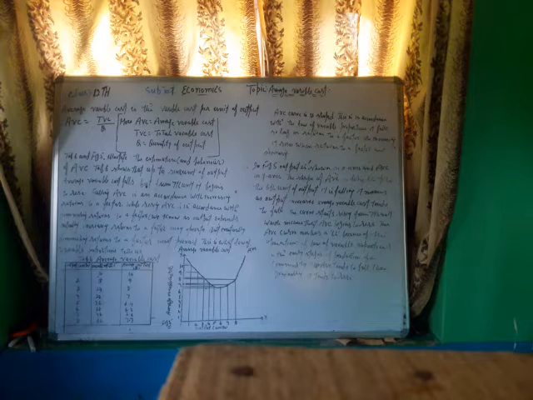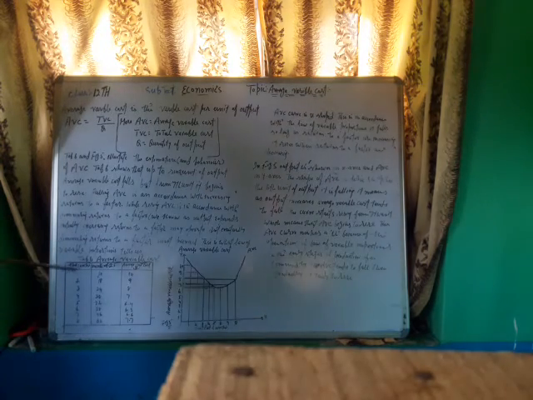We have Table 6 and Figure 5, and they illustrate the estimation and behavior of AVC, average variable cost. Figure 5 and Table 6 illustrate the estimation and behavior of AVC.